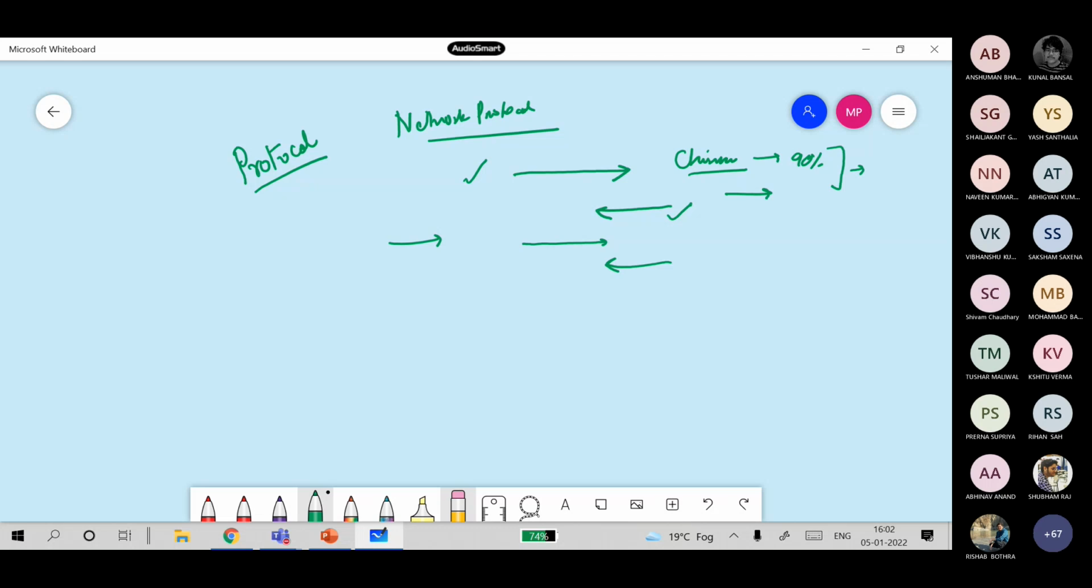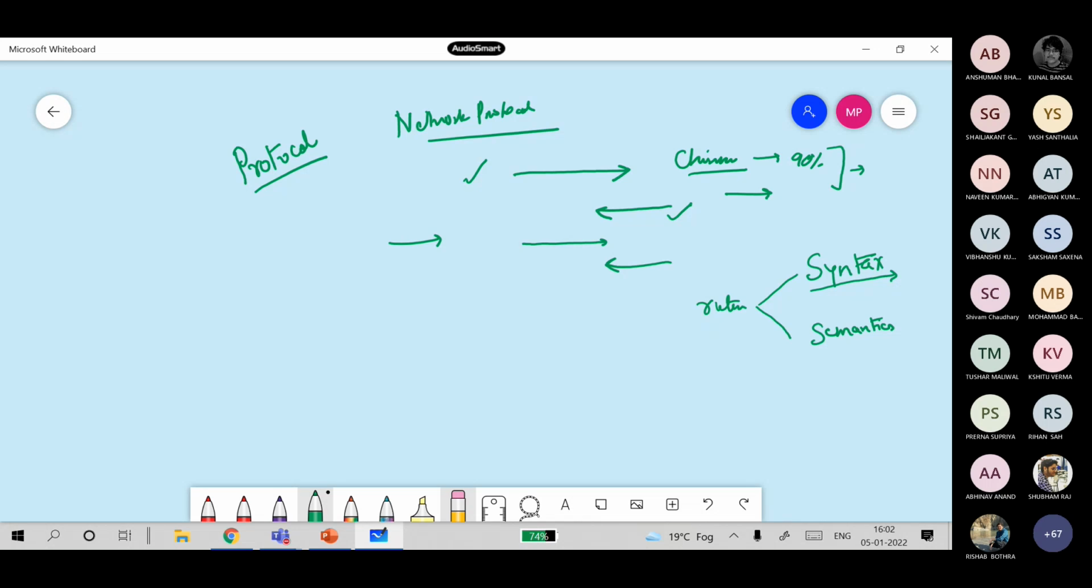Similarly, network protocol also. So there are rules. Rules means there would be a syntax, and then there would be semantics. Syntax means what is going to be the format of the message.